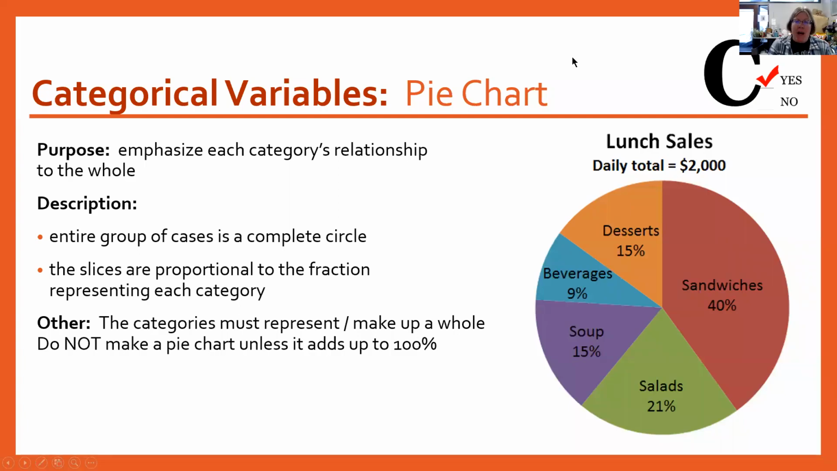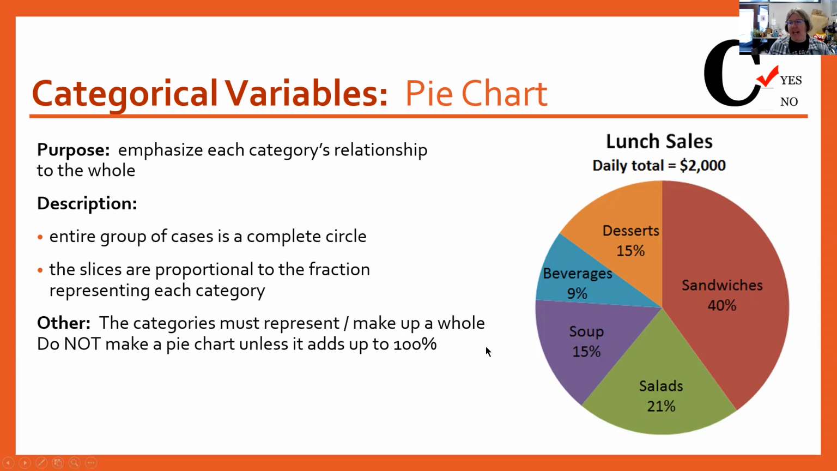Right, we're going to look at one more type of graph for categorical variables, and that's a pie chart. There are a lot of different graphs you can make for a categorical variable, but the two most commonly used ones are a bar chart and a pie chart. The purpose of a pie chart is to emphasize each category's relationship to the whole.